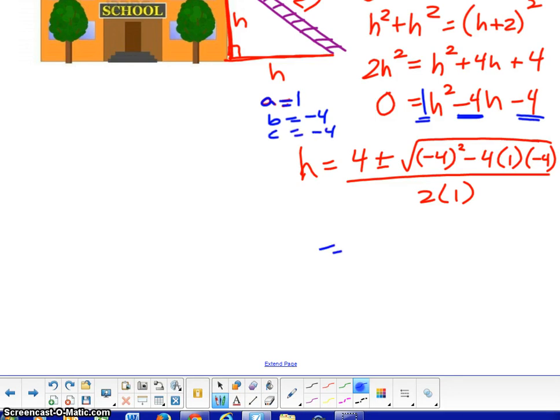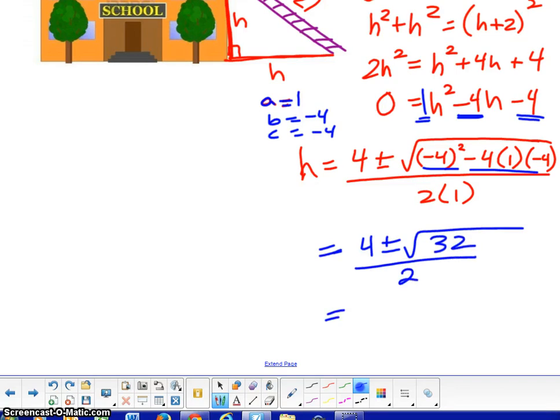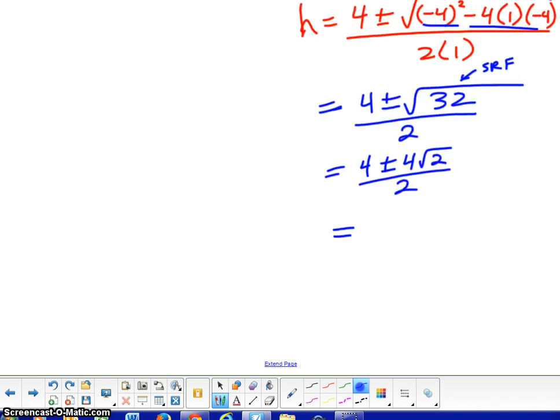Okay, and then simplifying the inside, you end up with 16 plus 16, which gives you 32, all over 2 times 1, which is 2. And if we simplify this, we want to use the simplified radical form here, and 16 does go into that, so I'm going to put 4 root 2. Okay, and then because every single one of these reduces by 2, I'm going to cancel a 2 out of each one of them. And it looks something like this. So you end up with h equaling 2 plus or minus 2 radical 2.